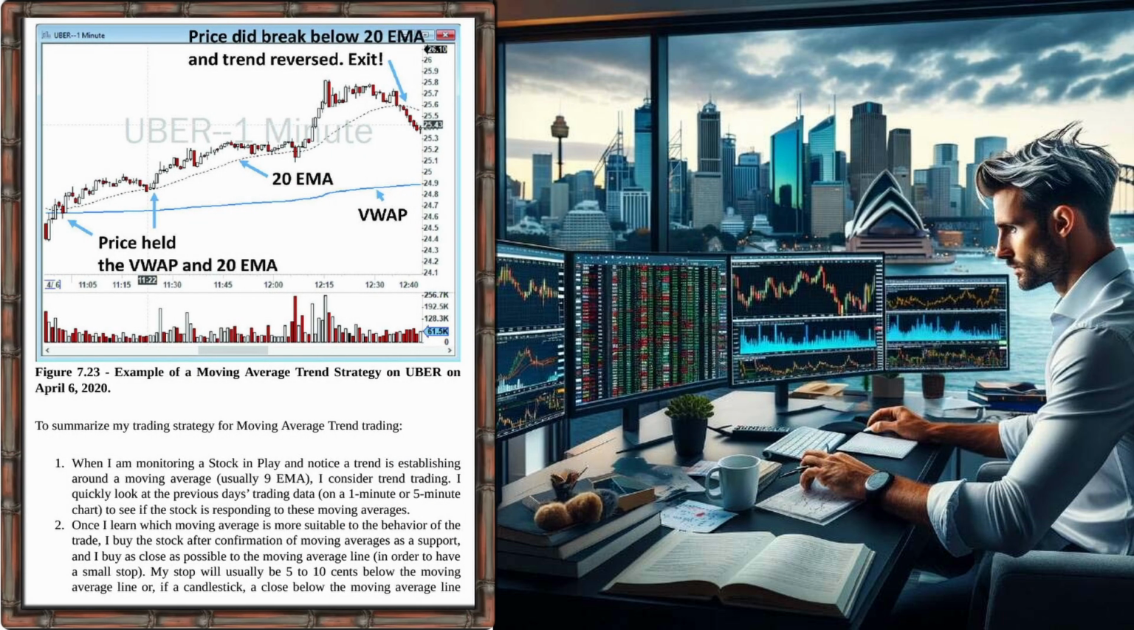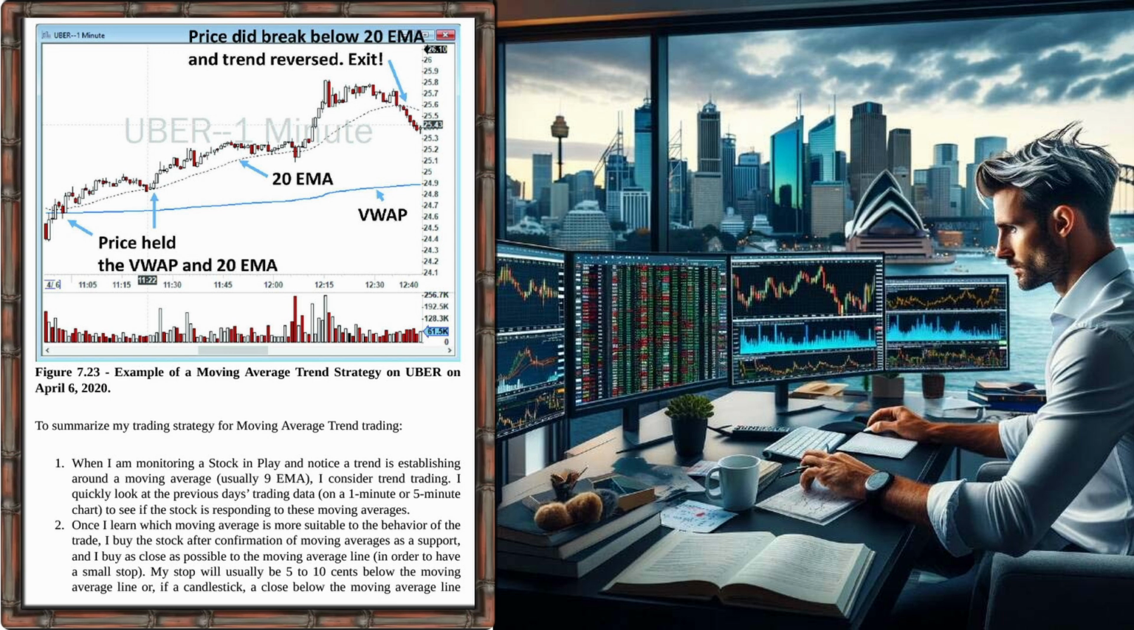To summarize my trading strategy for moving average trend trading. 1. When I am monitoring a stock in play and notice a trend is establishing around a moving average, usually 9 EMA, I consider trend trading. I quickly look at the previous day's trading data on a 1-minute or 5-minute chart to see if the stock is responding to these moving averages.